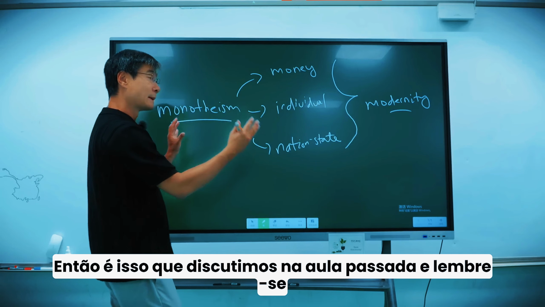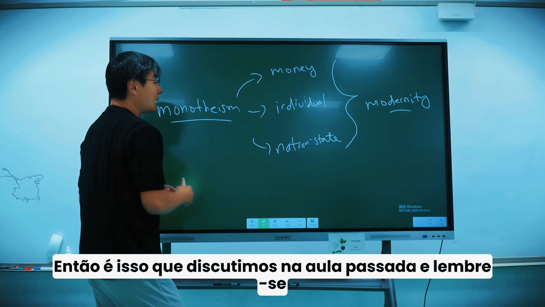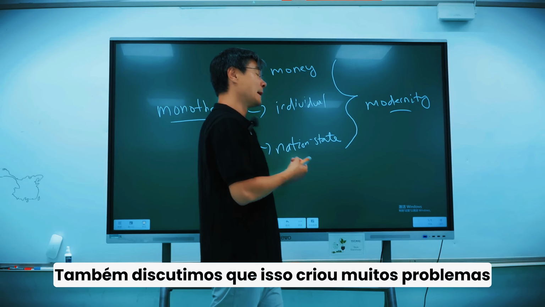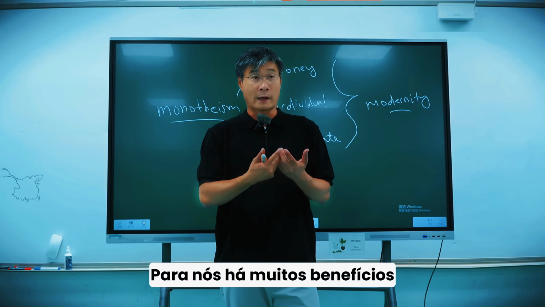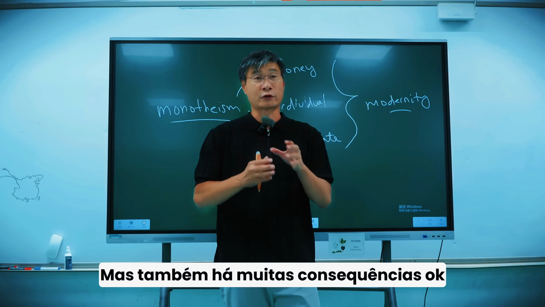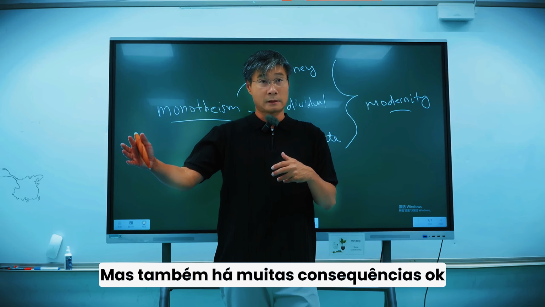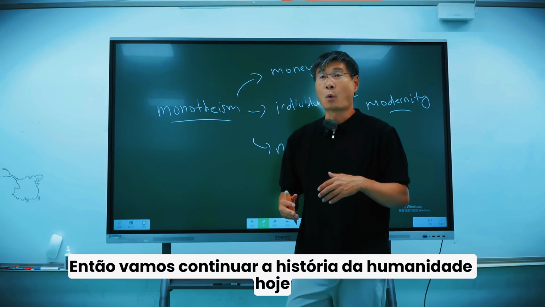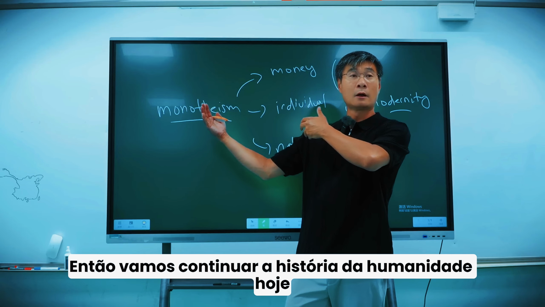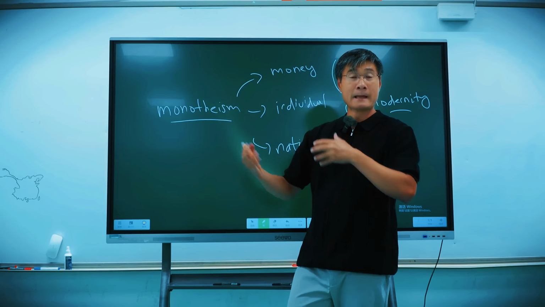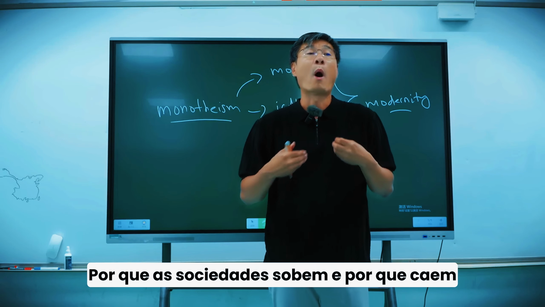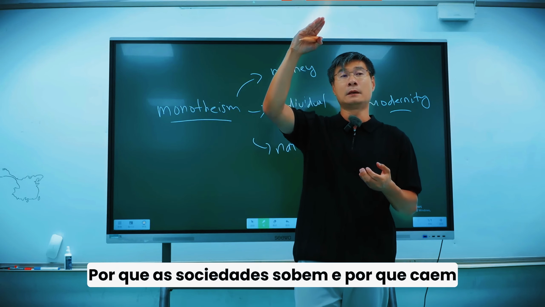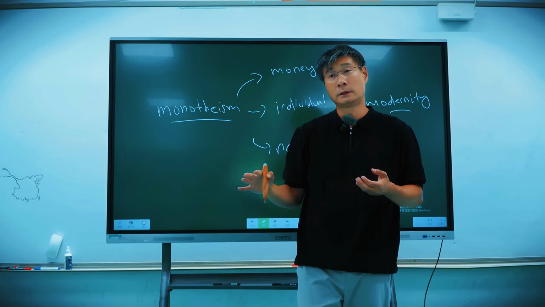Okay, so that's what we discussed last class. And remember, we also discussed that this created a lot of problems for us. There are a lot of benefits, but there are also a lot of consequences. So we're going to continue the story of humanity today. And today, I want to focus on a very specific question. Why do societies rise and why do they fall?